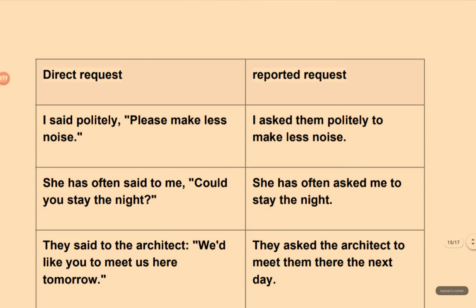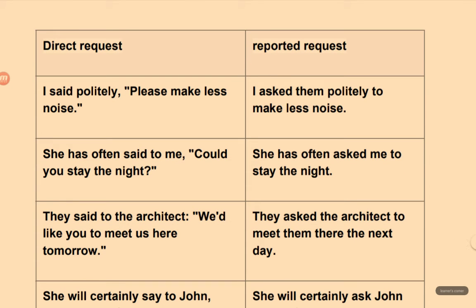I'll give you some more examples. That is a direct request. I said politely, "Please make less noise." So I asked them politely to make less noise. That is a reported sentence. Then when we change it into reported speech: I asked them politely to make less noise. So what are the changes that we can see in this sentence? "Please" is dropped. So I asked them politely to make less noise. Okay, the to-infinitive is there, to make.